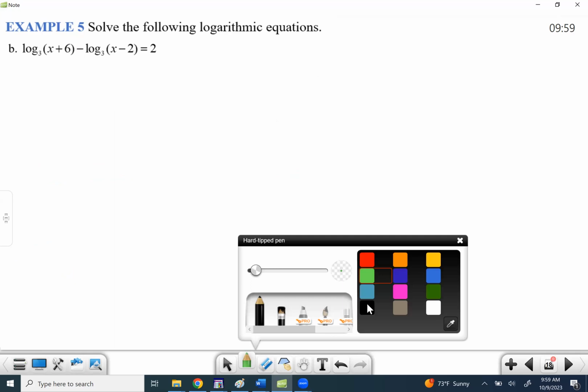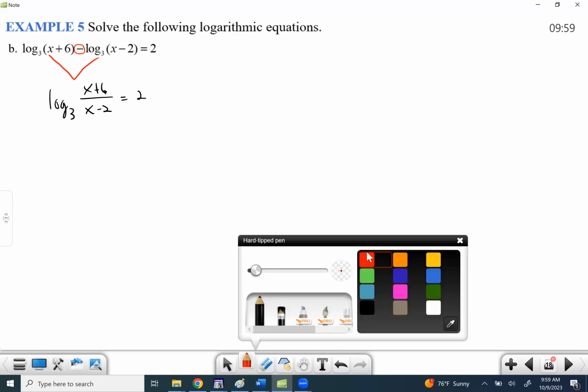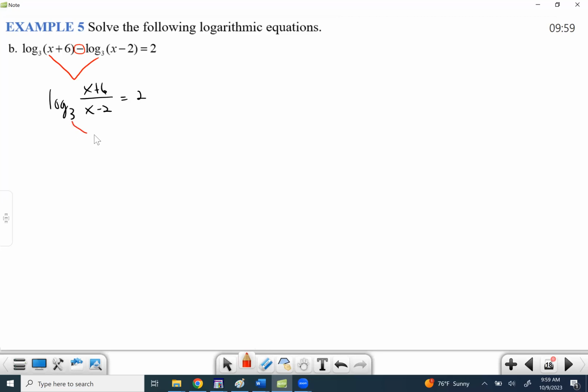Get all logs on one side. We've done it. Use the properties to rewrite multiple logs as a single log. Well, we have subtraction here. So these multiple logs are going to combine into a single log using division. The x plus 6 is on the top and the x minus 2 is on the bottom. So we've done step 2. We combined multiple logs into a single log. So now we're ready to do step 3, which is using the hook.